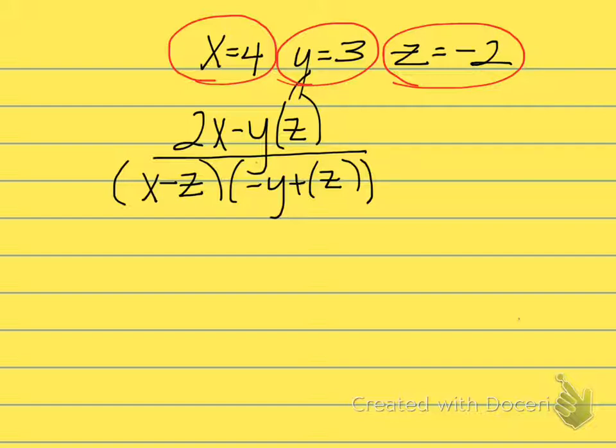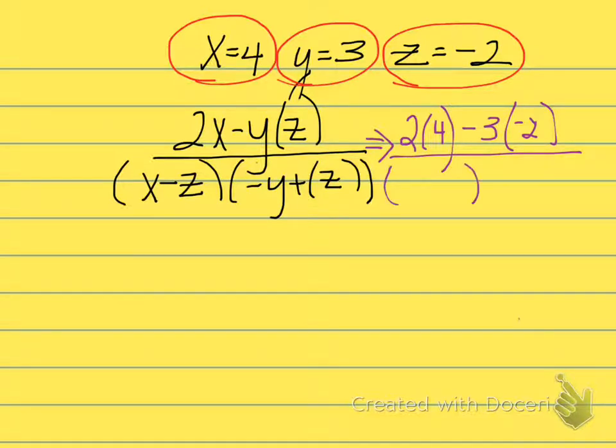So we're just going to go over here and clean it up. I think I'm going to try and see if I can clean it up off to the side, and I'd like to do that to save space. That's all. You're fine to work down. So I'm just going to evaluate. We have 2 times x, which is 2 times 4, and then I'm minusing a y, which is a 3, and the quantity of z, which is negative 2. No big deal there.